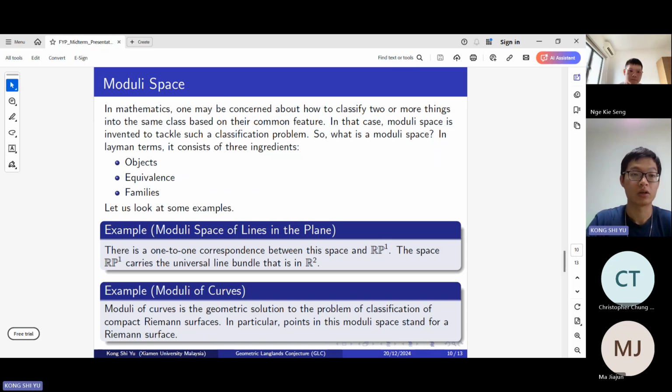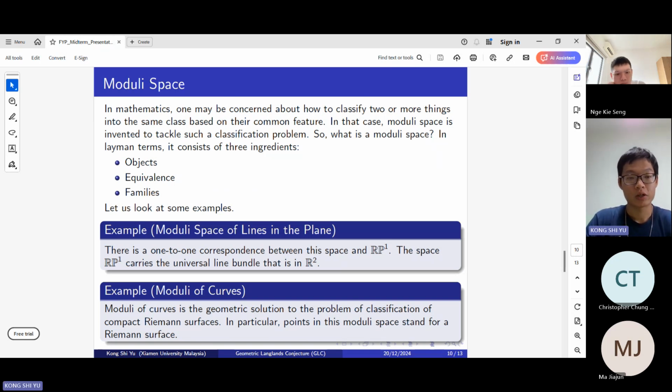I will be focusing more on the moduli space. So in mathematics, we are concerned with how we can classify two or more things into the same class based on their common features. So the moduli space is invented to tackle such a classification problem. So what is a moduli space? In layman's terms, it consists of three ingredients. The main things are the objects, how we parameterize these objects, and how we say two objects are equivalent or the same. And lastly, the families, which say how we can modulate these objects over a certain parameter.